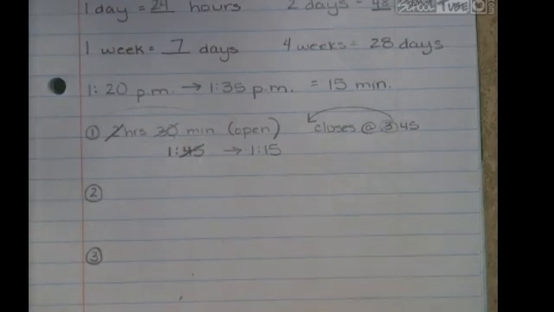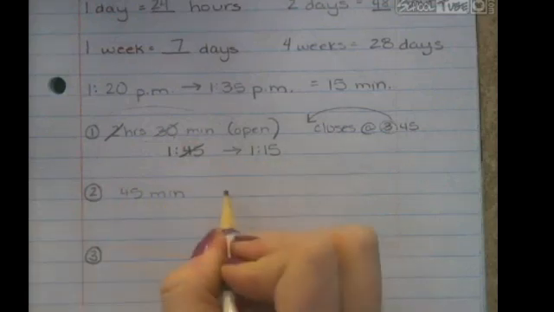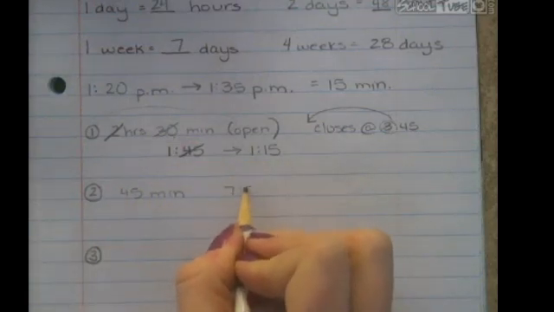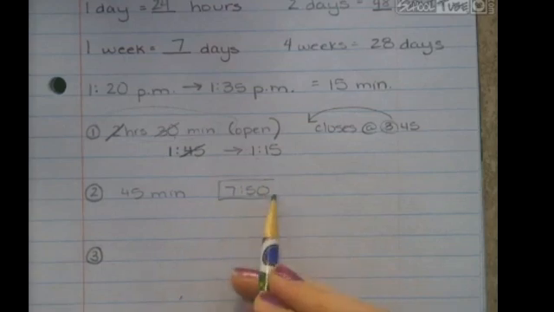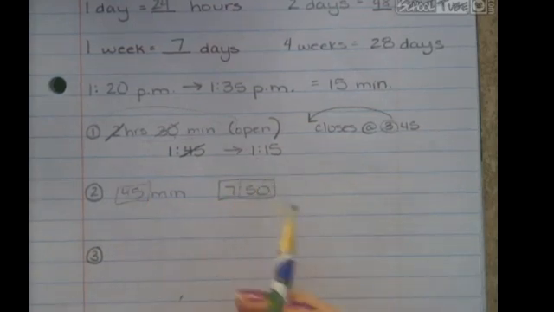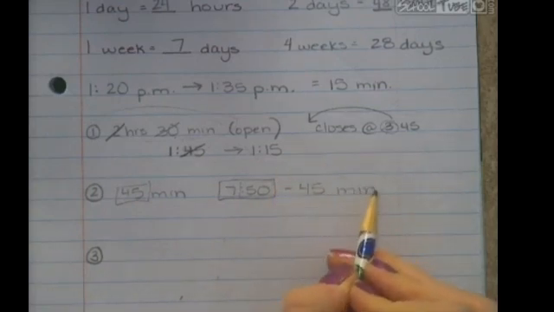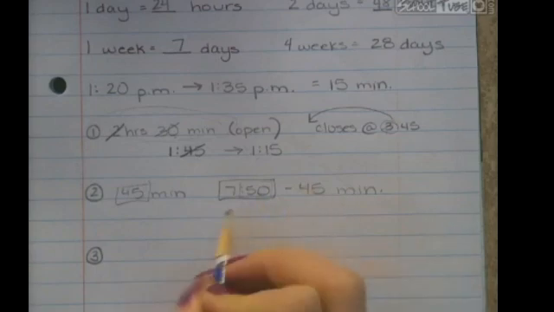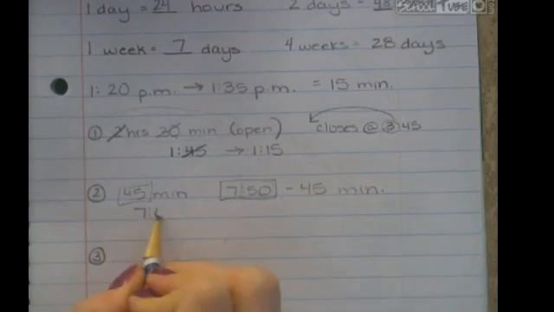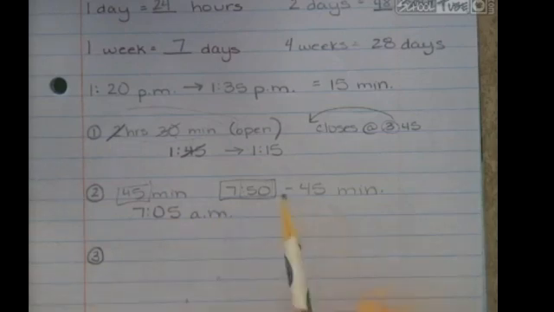The next one: what time should Trevor get up in the morning if it takes him 45 minutes to get ready and he wants to leave the house by 7:50? So he wants to leave at 7:50 and it takes him 45 minutes, so he needs to wake up 45 minutes before this. So I would have to take 45 minutes away from this. Now I know to get from 45 to 50 it's only 5 minutes, so there'd be 5 minutes left. So my answer would be 7:05 is when he needs to wake up. If I add 7:05 plus my 45 minutes, it should get me to 7:50, and it does.